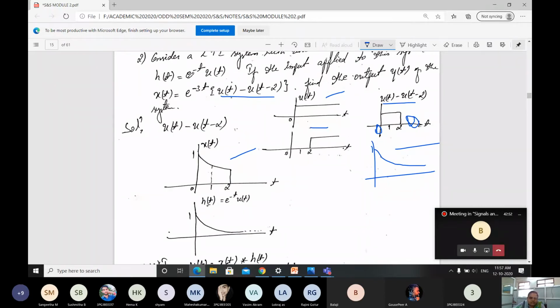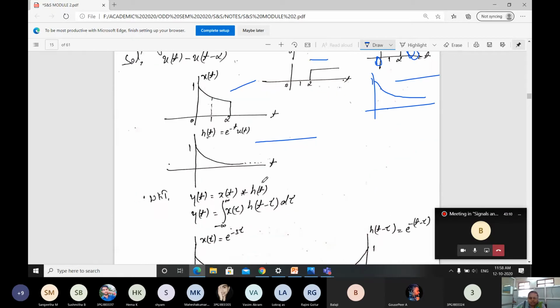Then what about the h of t signal? It is also e raised to minus t. Minus means it is a decreasing function, so from 1 it is always decreasing. You have to take it as e raised to minus t u of t signal. We have drawn h of t and also the x of t signal. Then we know that y of t is x of t convolution with h of t. Then y of t is the integration from minus infinity to plus infinity of x of tau h of t minus tau d tau.